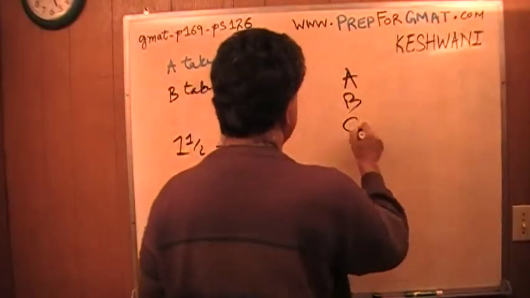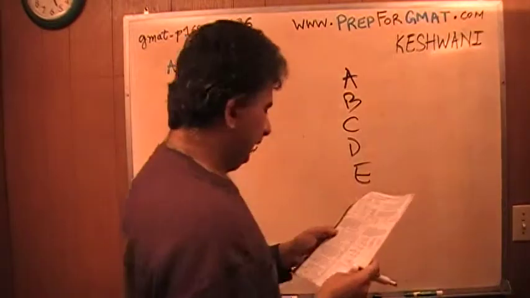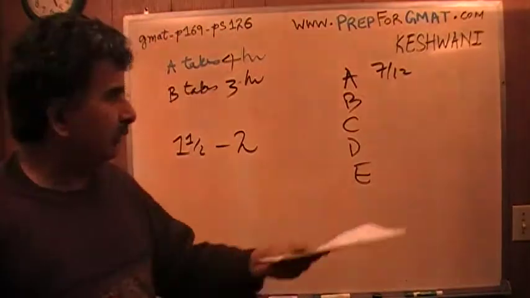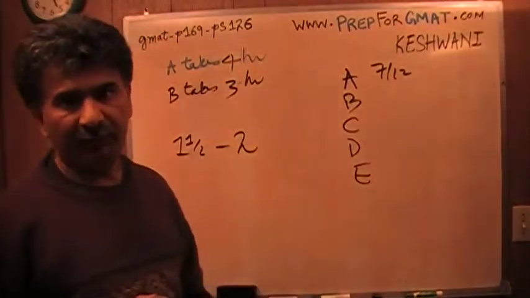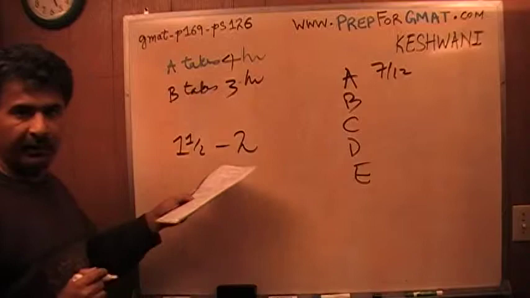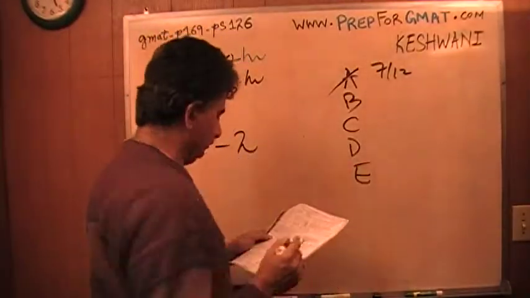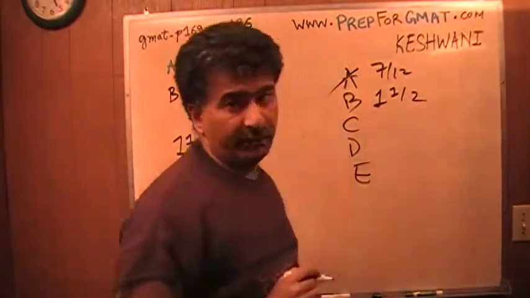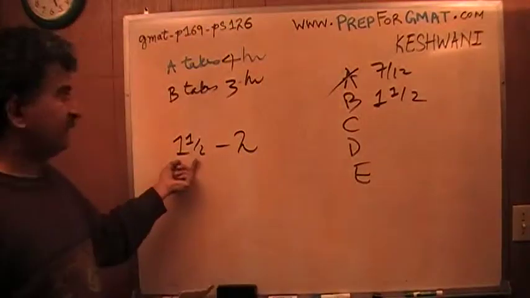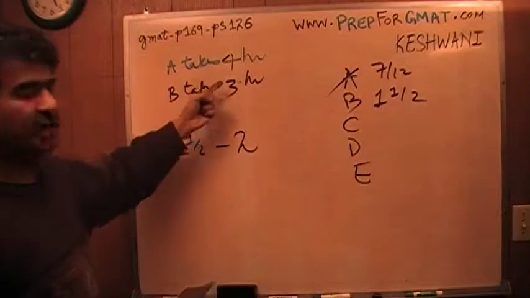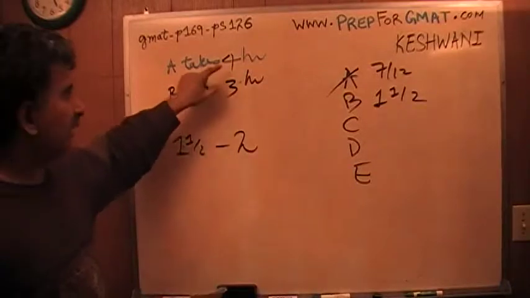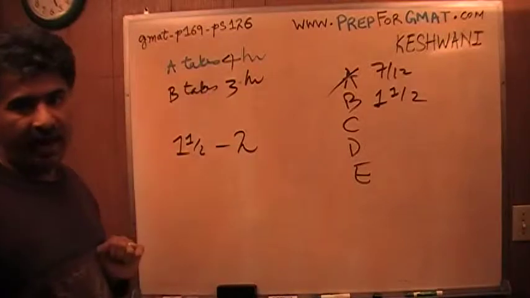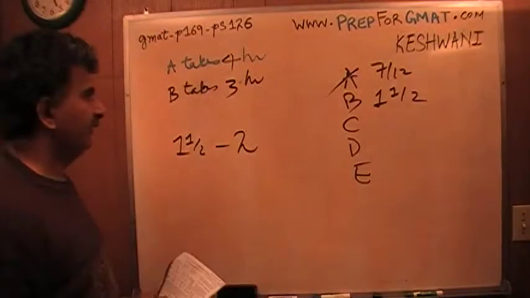A, B, C, D, E. A says 7/12. 7/12 is just a little more than half. 6/12 is half. We already agreed that it's somewhere between an hour and a half and 2. That is too small. B says 1.5 hours. It's not going to take 1.5 hours. An hour and a half is the scenario where both of the machines took 3 hours to finish the job. Then if this took 3 hours and this took 3 hours, both of them working together would have taken an hour and a half to finish the job. It's going to be more than an hour and a half. That's too small.